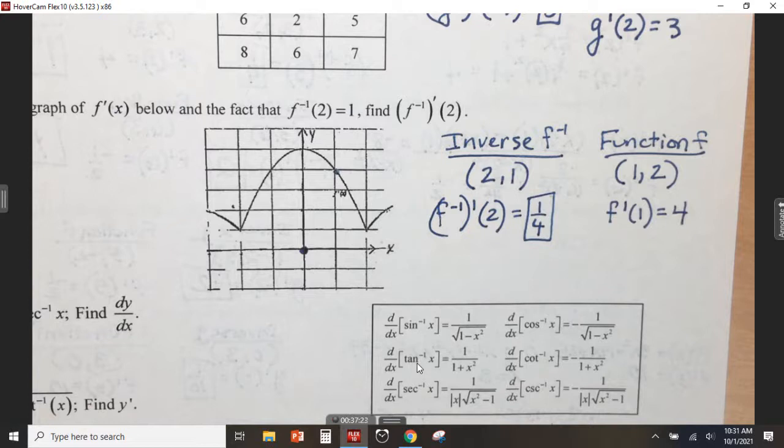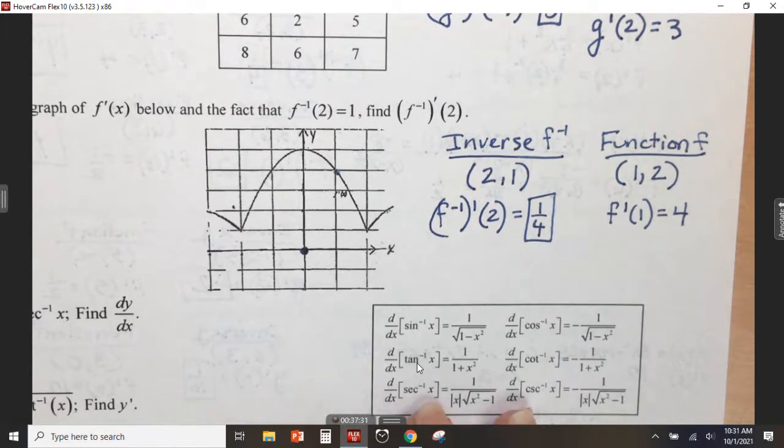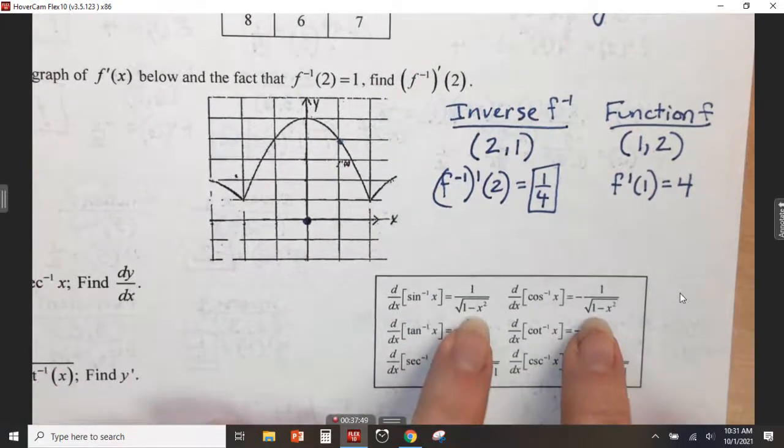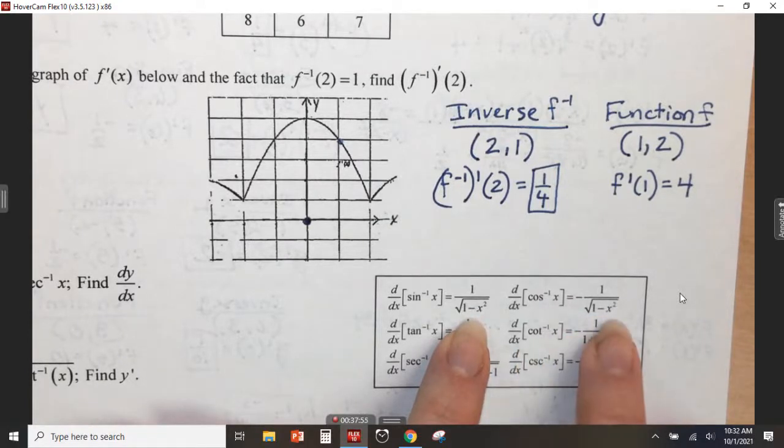All right. The next 5 examples, we're switching gears altogether. We have new note cards in this box that you're going to need to add to your stack of note cards and memorize. Okay? There are 6 of them, one for each of the 6 inverse trig functions. The derivative of inverse sine and derivative of inverse cosine are almost exactly the same, except the derivative of the inverse cosine is negative 1 over the square root of 1 minus x squared.